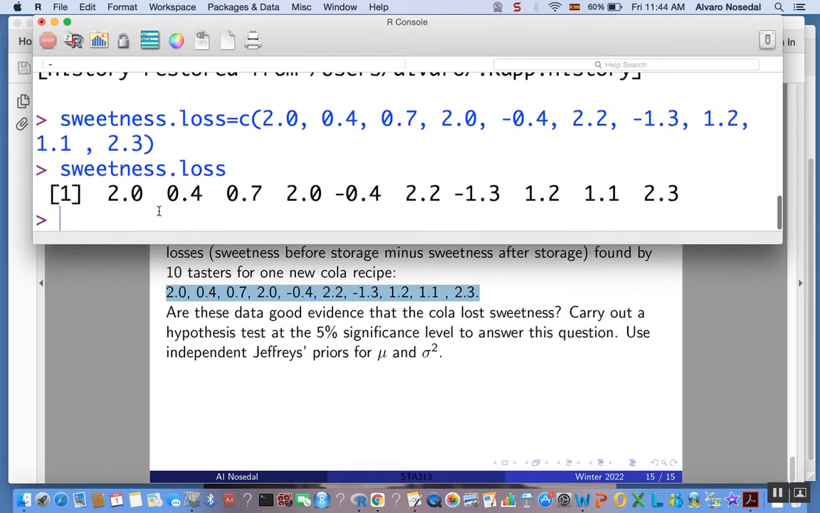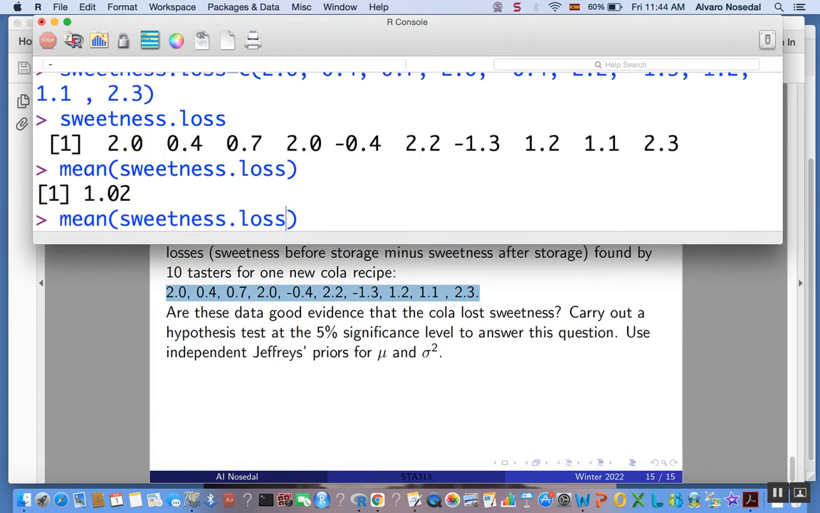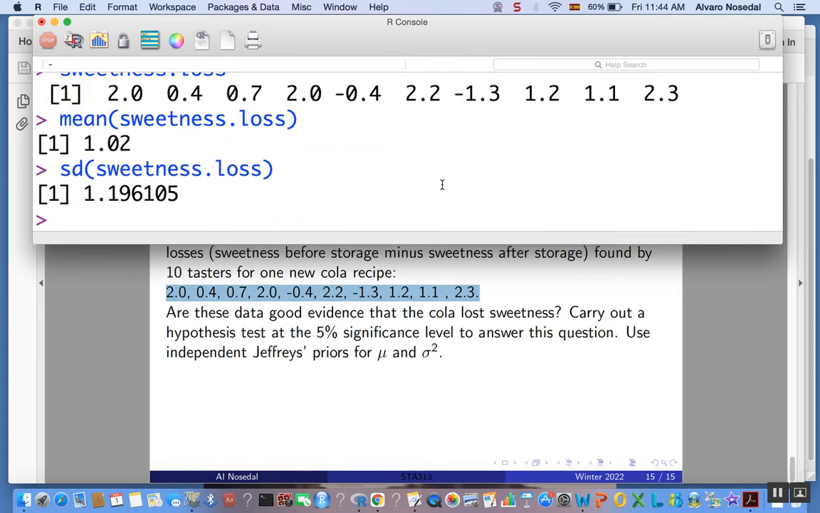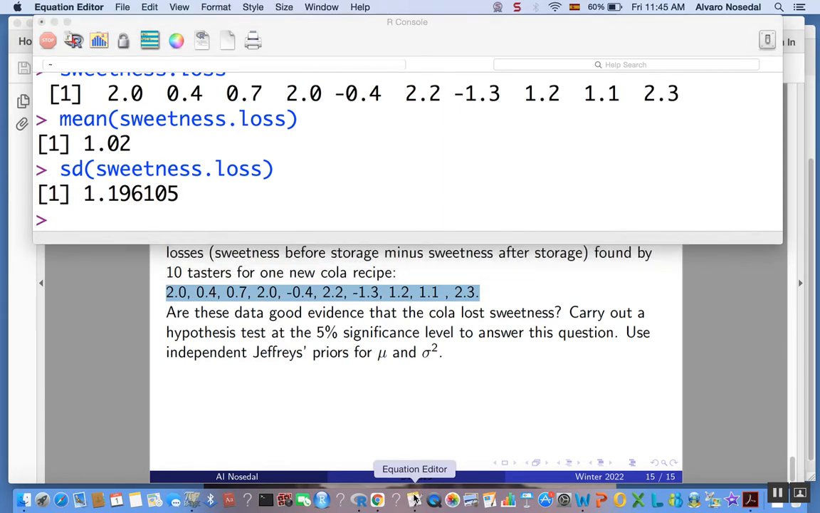There we are. Those are our 10 observations. Okay, so we need y bar, the average for those 10 observations. We need the standard deviation. Okay, so now let me plug in here. We have 1.02 for the sample mean or average, and we have 1.1961 roughly for the sample standard deviation.